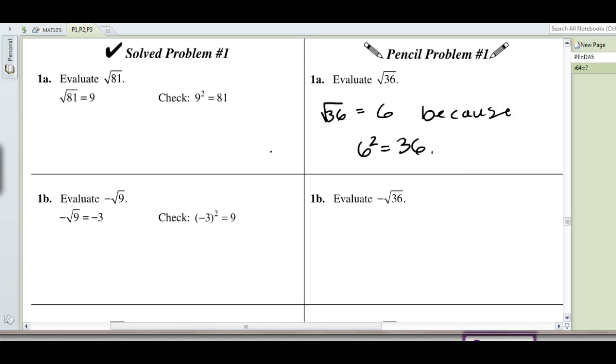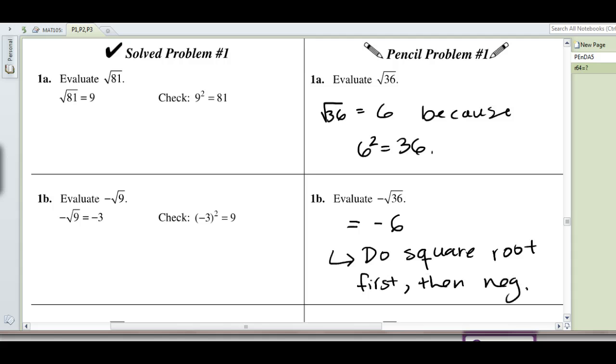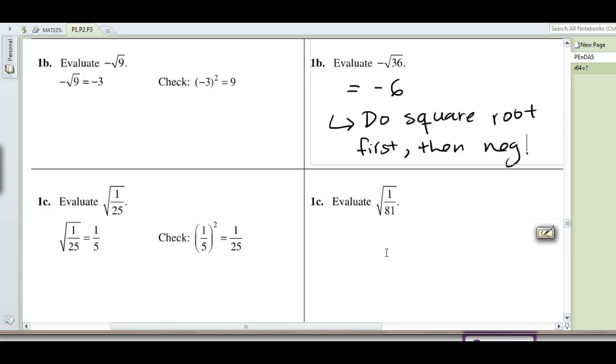Okay, evaluate negative square root of 36. Well, order of operations, we do the square root first. That acts like parentheses before we do the negative because it's outside. So this would be the same thing, but it would just be equal to negative 6. So do the square root first, then the negative. We'll see that the square root of a negative number is undefined in terms of real numbers. But a negative on the outside of a square root is perfectly fine, and we just apply that second.